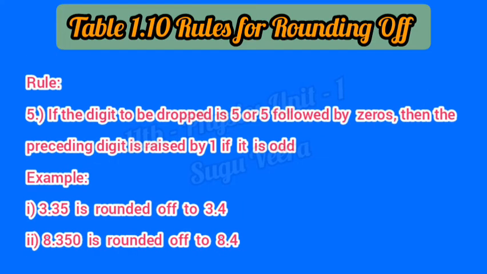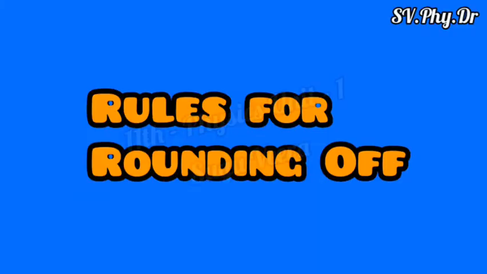And the last rule, fifth one, if the digit to be dropped is 5 or 5 followed by 0, then the preceding digit is raised by 1 if it is odd. For example, first one, 3.35 is rounded off to 3.4, and another example is 8.350 is rounded off to 8.4. These 5 rules are also very important. They ask 3 mark questions, 2 mark questions, or sometimes 1 mark.